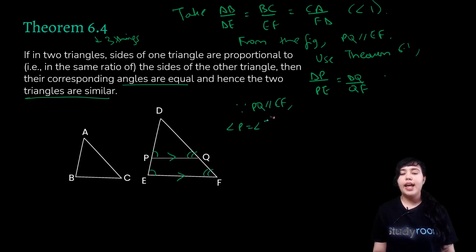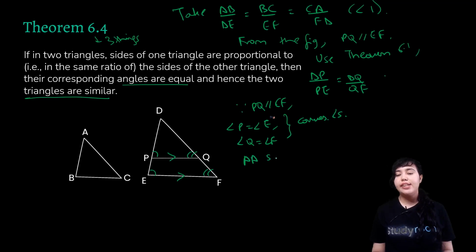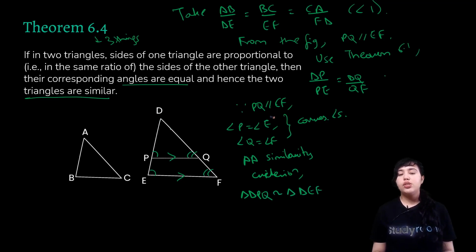Since PQ is parallel to EF, we are making use of the properties of parallel lines, and then we can say angle P and angle E are equal, and angle Q and angle F are equal because they are corresponding angles, which are equal in case of parallel lines. Then we just discussed the angle-angle axiom. So from that similarity criterion, if we make use of that, we can say triangle DPQ is similar to triangle DEF, because we see that in the two triangles, angle P and E are equal, angle Q and F are equal.